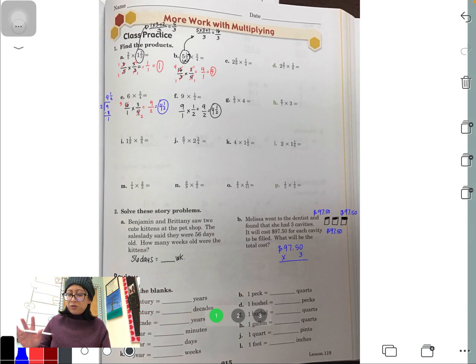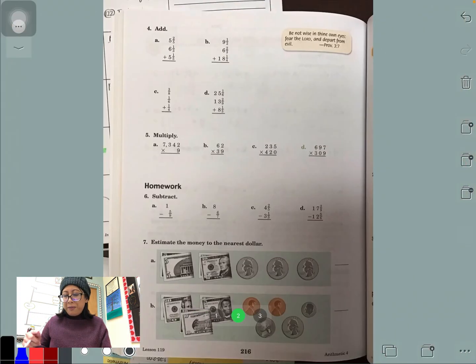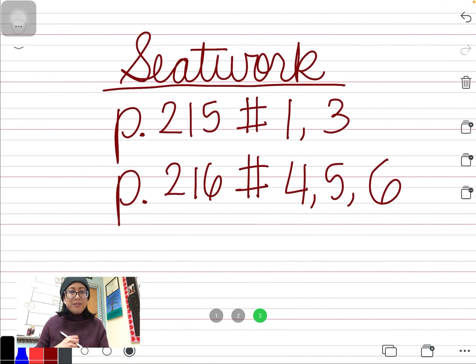So you're going to do number 3 for seat work. And then on the back, you'll do 4, 5, 6 for seat work. You're not going to do number 7. So here are your assignments. This was interesting, very short, but I still wanted to go over a few things because, like I said, it was a long weekend. We may have forgotten some things, which is okay. That's why I reviewed.